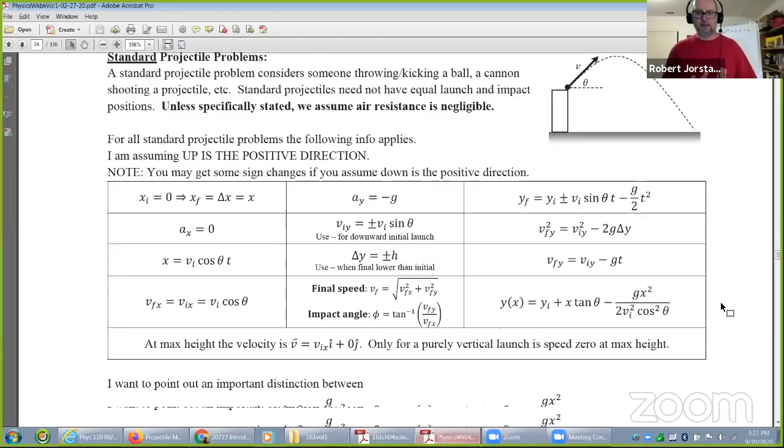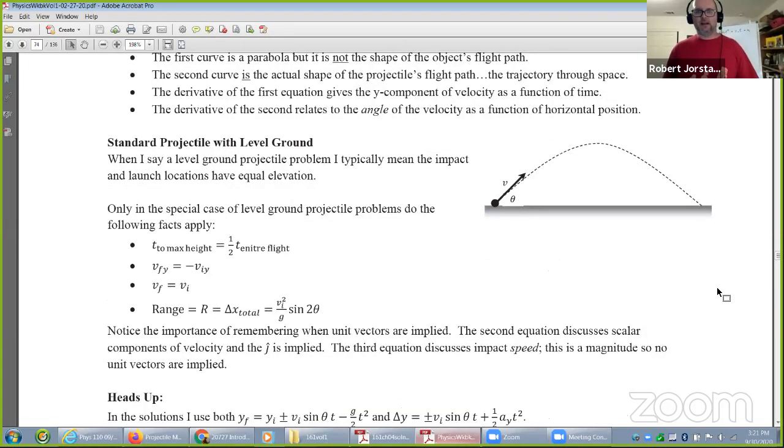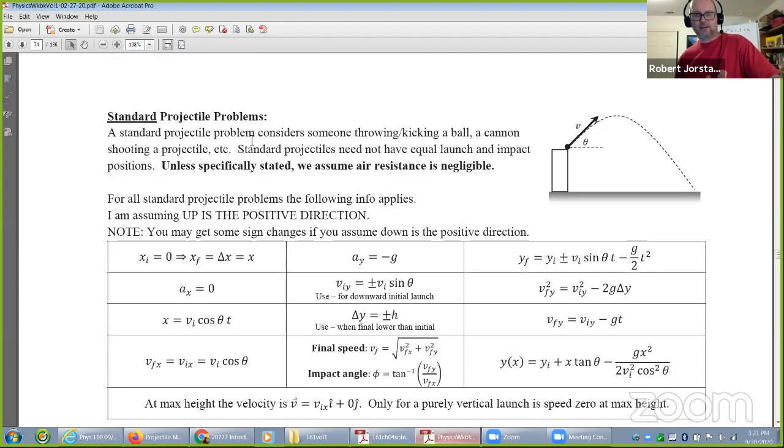Oh yeah, I forgot this in the last class too. I want to mention something really quick before we do that. There's problems with level ground. That's very different than what we've been talking about here.